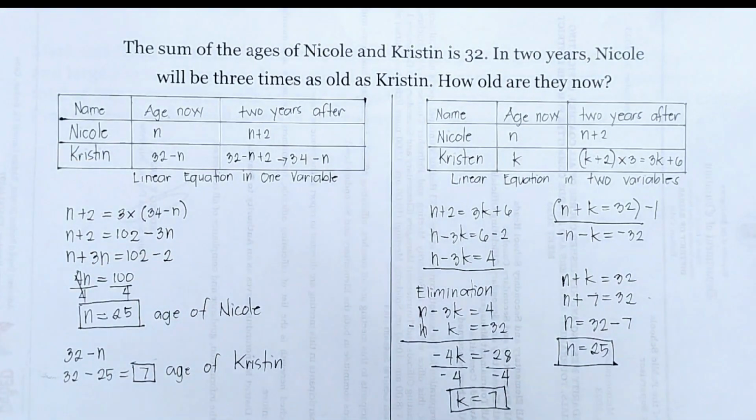Alright, so those are two different methods, or different ways, to solve this problem. We have the linear equation in one variable and linear equation in two variables. It's up to you which one you like to follow if you want to solve a problem like this.